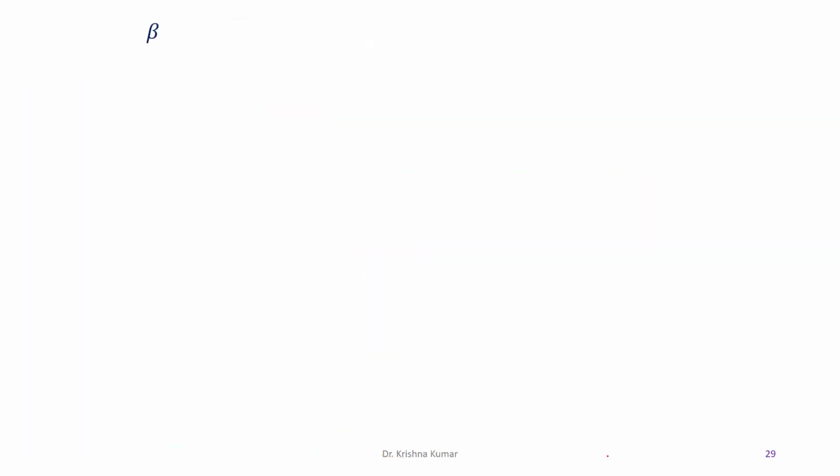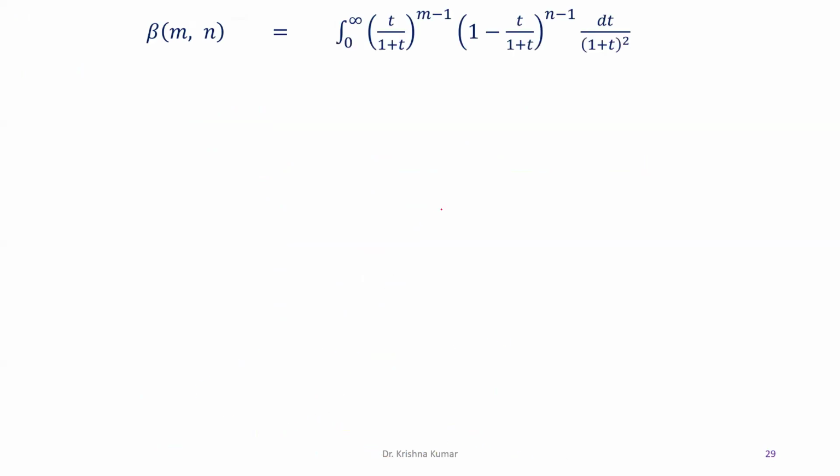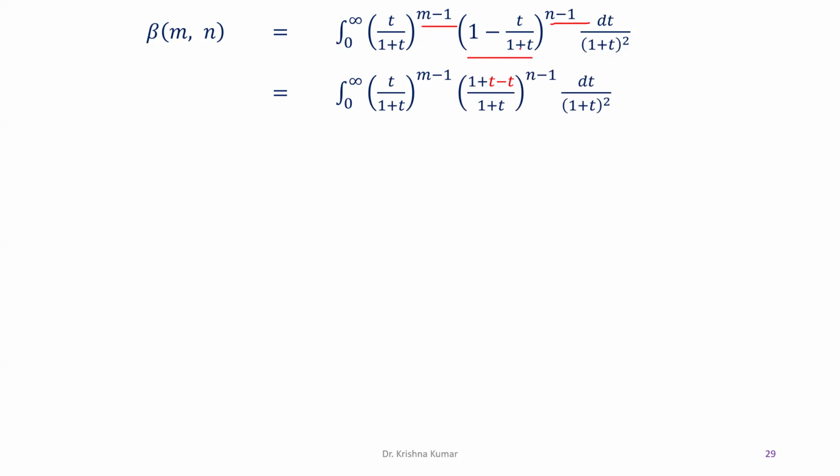If we simplify it, beta of m,n is equal to the integration under the limit of (t upon 1 plus t) to the power m minus 1, (1 minus t upon 1 plus t) to the power n minus 1, dt upon (1 plus t) whole square. Now, if we simplify this one, this is 1 plus t minus t, so this minus t plus t will cancel. Its power is 1 upon (1 plus t) whole to the power n minus 1, (t upon 1 plus t) whole to the power m minus 1, dt upon (1 plus t) whole square.